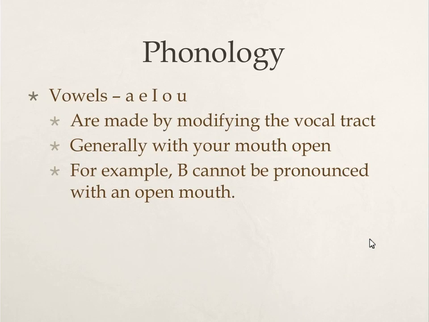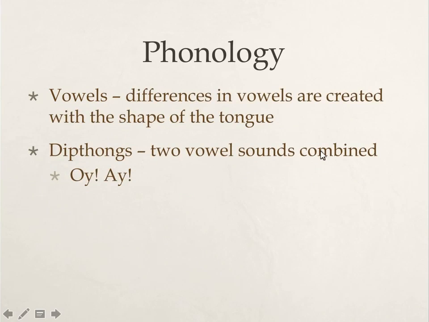Many consonants cannot be pronounced with an open mouth. So you cannot make a B without the front of your lips. So vowels are usually very open. Consonants are pronounced by changing the lip structure and then where the tongue goes. Okay. So vowels are often shaped too with the shape of the tongue, not the placement of the tongue. That's consonants. But the shape of the tongue. So try again, A, E, I, O, U. You can feel the back of the mouth especially changing the way the tongue is shaped.